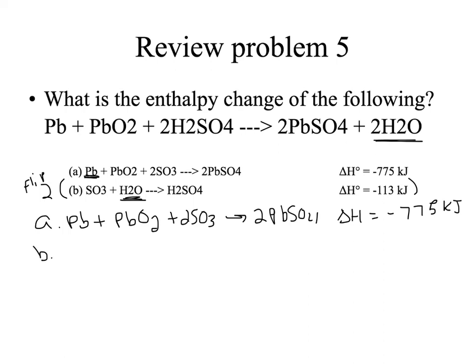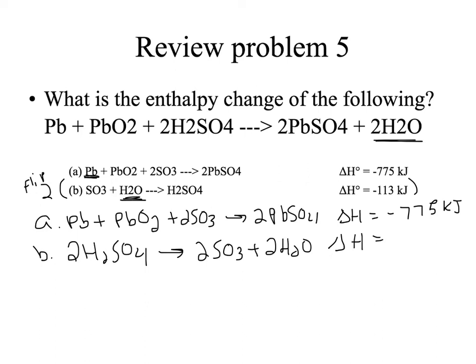So when we flip it, our product, our sulfuric acid, becomes the reactant. And it will become 2 sulfuric acids because I multiplied the equation by 2 as well as flipped it. Yields 2SO3 plus 2H2O. Whatever you do to the reactants and products, you have to do to the delta H. So when I flip the reaction, that changes the sign of my delta H. It was a negative, it will become a positive. I multiplied the reaction by 2, so I multiply my delta H by 2 and I get 226 kilojoules.